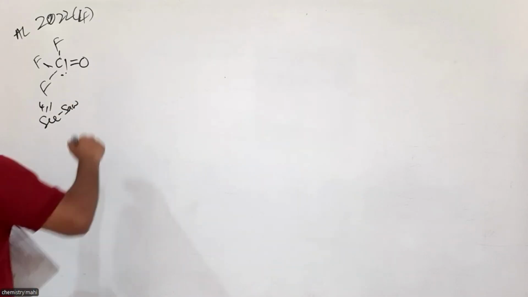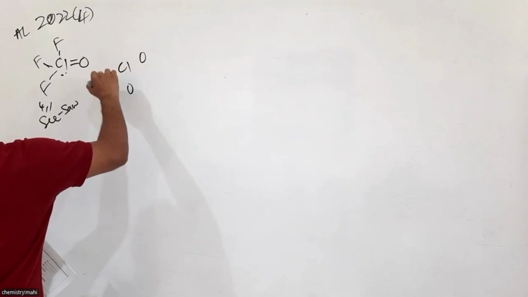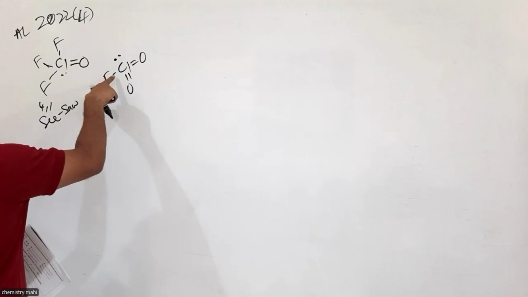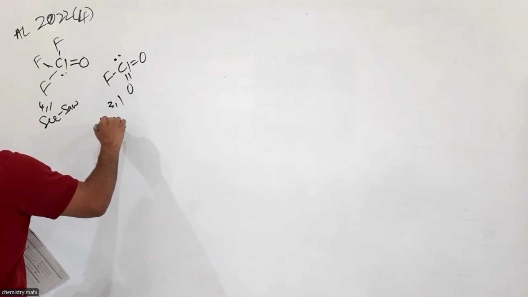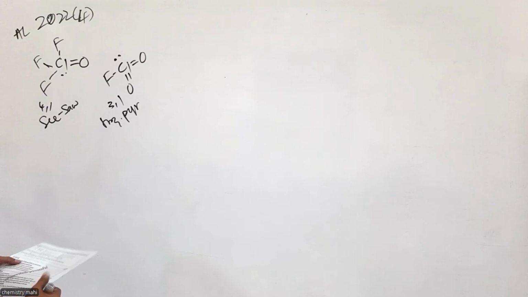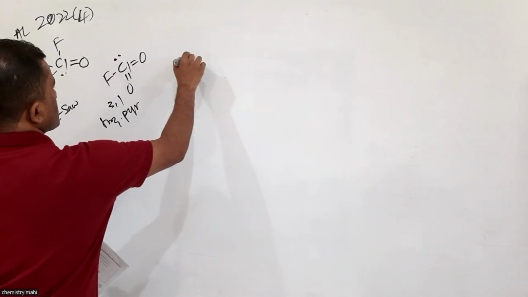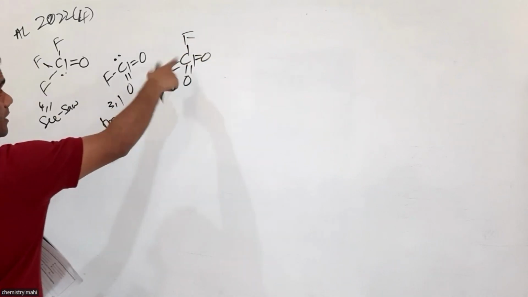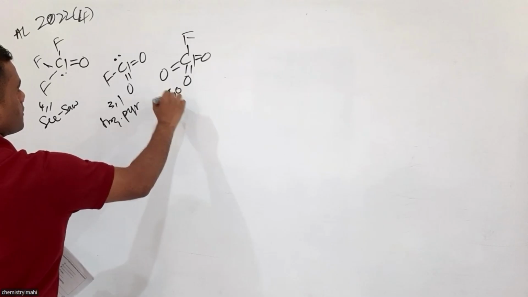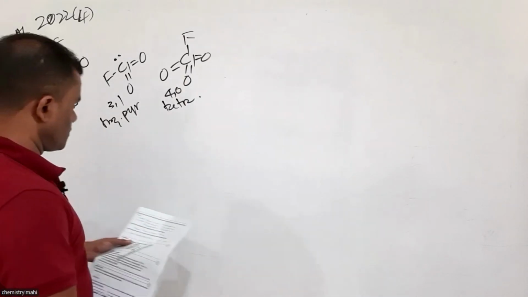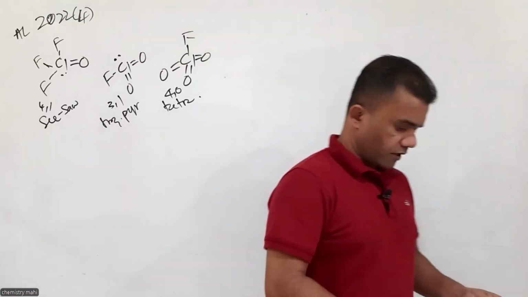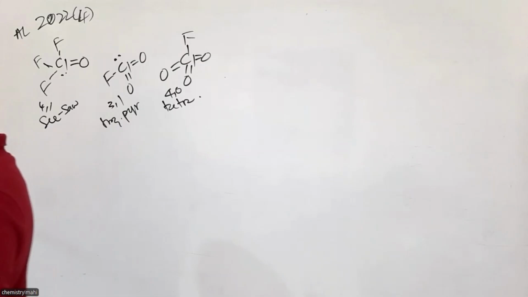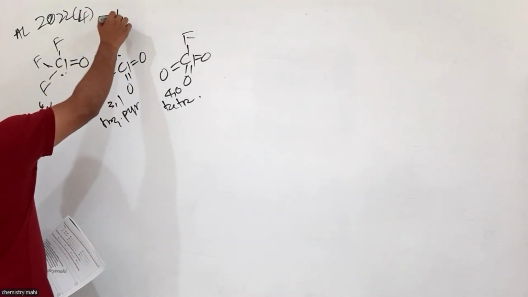Ready? What's the next one? FClO2: ClO2, and F single, double, double. 1, 2, 3, 4, 5, 6, 7. But this is 3 bonds and 1 lone pair, and 3 and 1 means trigonal pyramid. I hope you remember those. Next, FClO3, there are 3 oxygens: double, double, double, and 1 single. Then everything is bonding, 4 and 0, tetrahedral. So seesaw, trigonal pyramid, tetrahedral is in the fifth answer. Correct? Here the answer is 5.